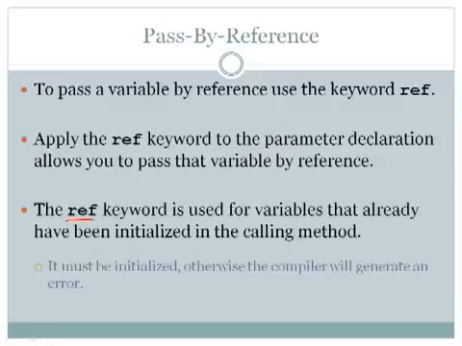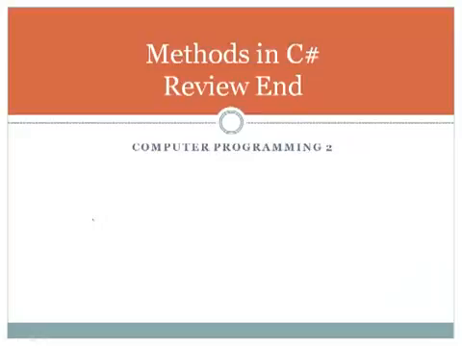Now you want to make sure that any values are initialized. So if I have a string that I'm sending over and then something's going to happen to that string and then it's coming back, I want to initialize that string originally so that I don't have a null reference. That is a quick overview of methods in C#.